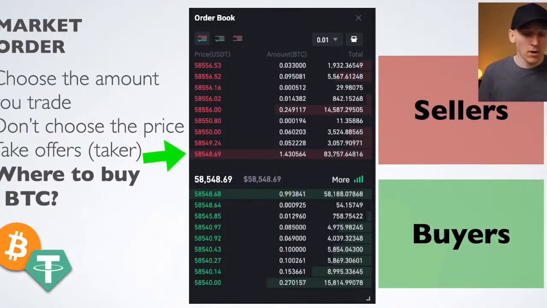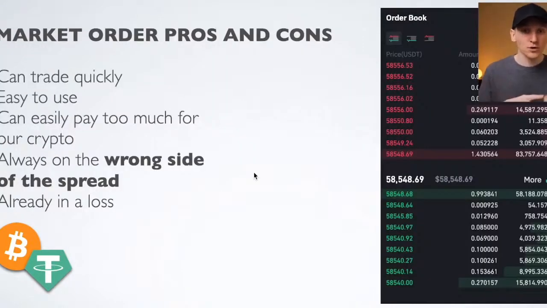There's a few downsides to market orders though. Firstly, the pros. You can trade quickly. There's a seller right there telling you, hey, I've got Bitcoin to sell. You want to buy it? Here's the price. You can buy it straight away. It's easy to use. It's the easiest order type. You can very simply put in a market order.